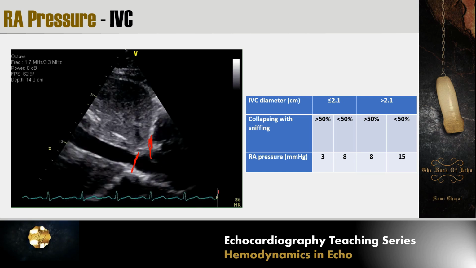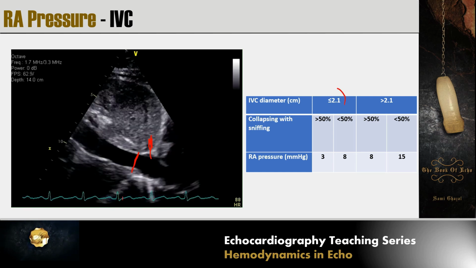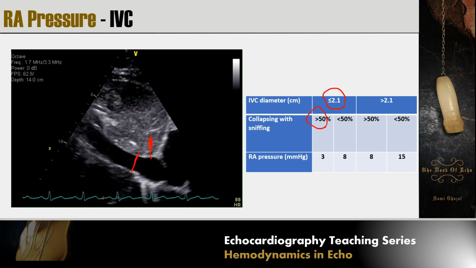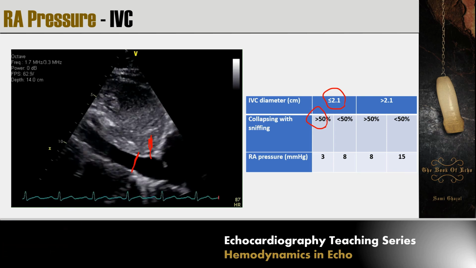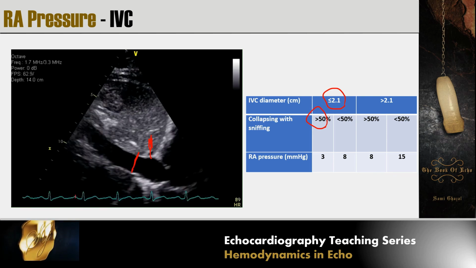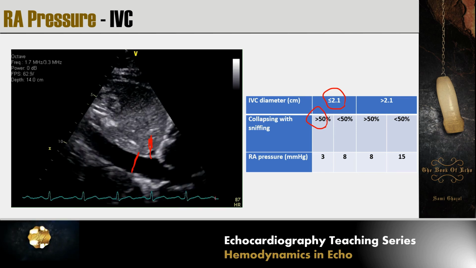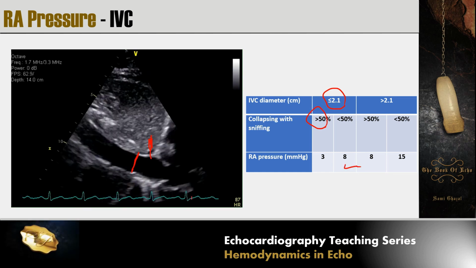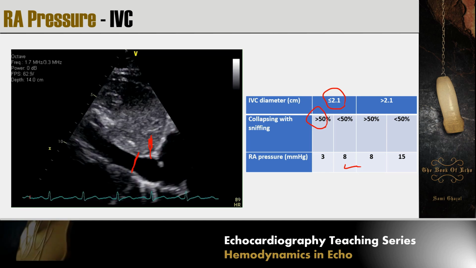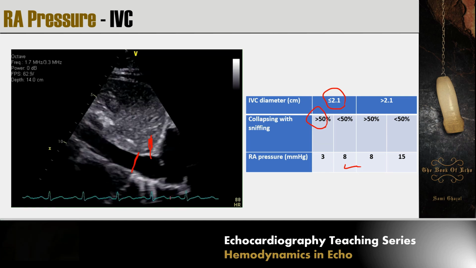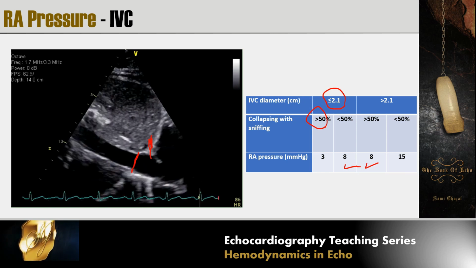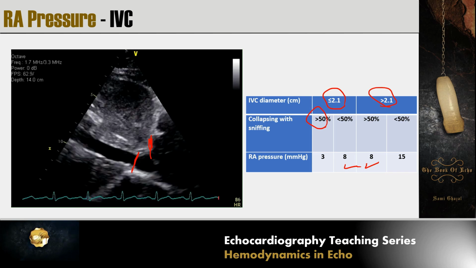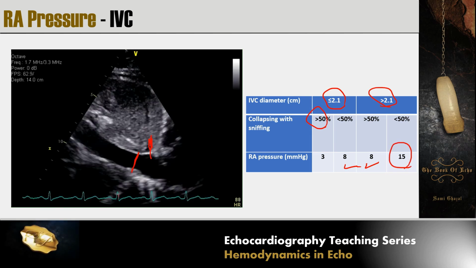So if the size is 2.1 or less, and it collapses more than 50%, we will estimate RA pressure as 3 millimeters of mercury. If the size is still 2.1 or less, but it collapses less than 50% of the original size, we estimate it to be 8. And if the size is large, more than 2.1, and it collapses very well, we still estimate it to be 8. But if it is large and does not collapse well, we estimate the RA pressure to be 15.